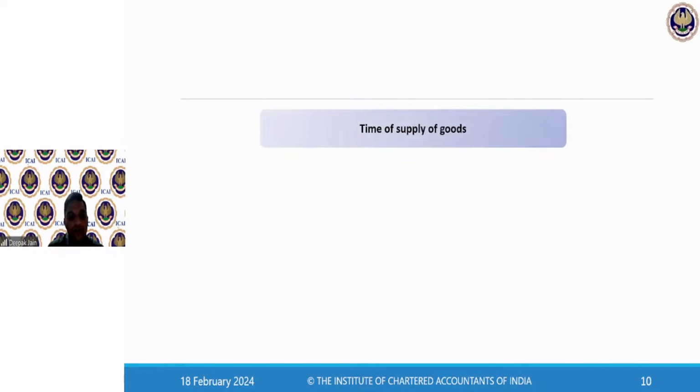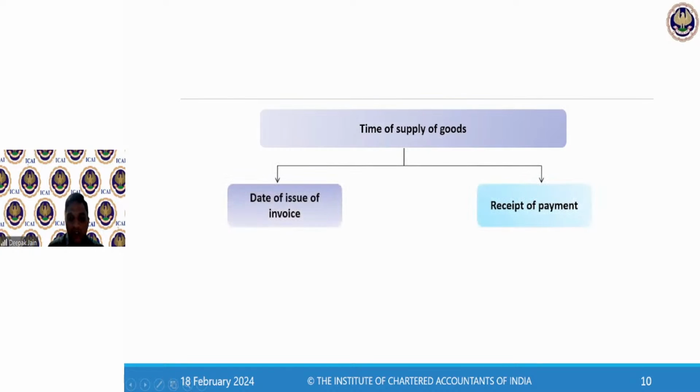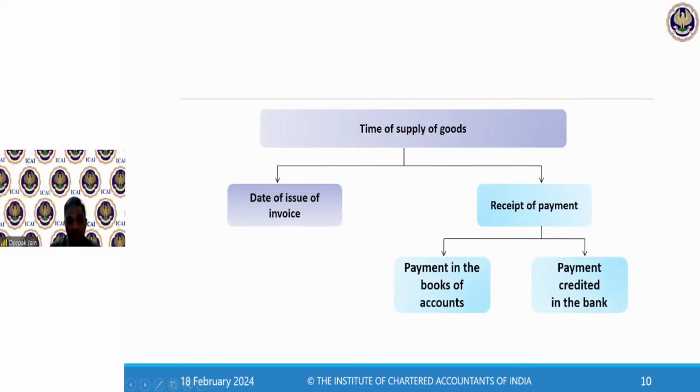So what I'm trying to say here through a pictorial representation, if I say time of supply of goods is date of issue of invoice or receipt of payment. And receipt of payment means payment in the books of accounts or payment credited to my bank. That is also defined.